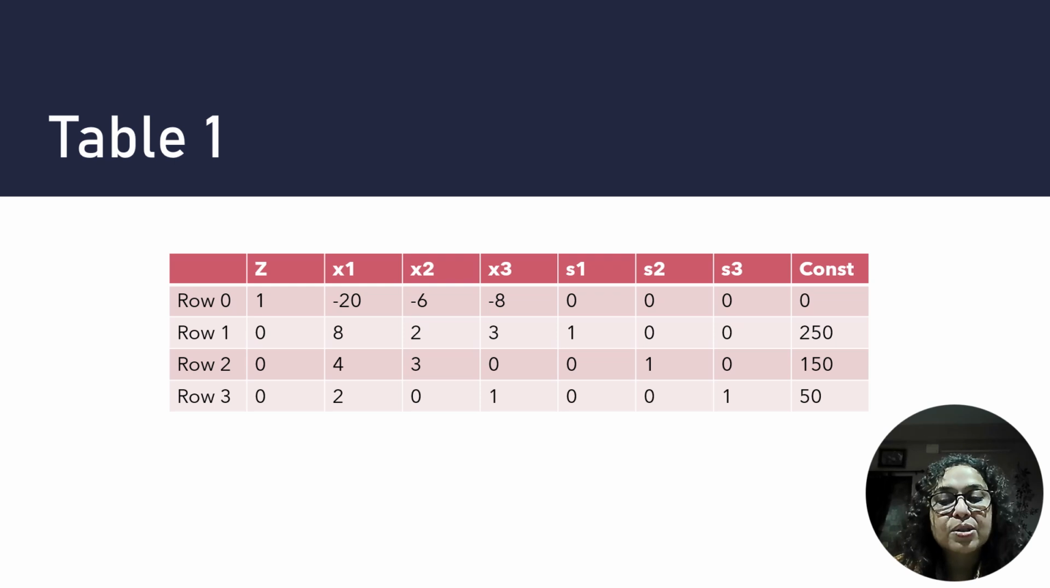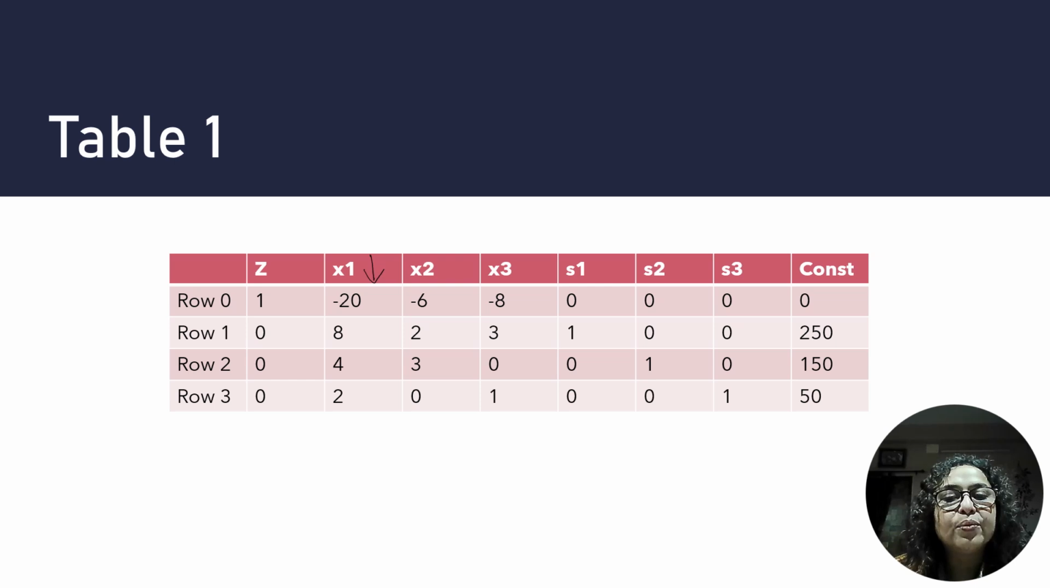Because this is 20, because I had this minus 20 over here, because I've written it in the form of z minus 20x1 minus 6x2 minus 8x3 plus s1 s2 s3 is equal to 0. So that's why it is negative. But if I write z is equal to 20x1 plus 6x2 plus 8x3, then we can see that x1 has the highest weightage. So first we'll make this one the pivot element. So this is the incoming variable.